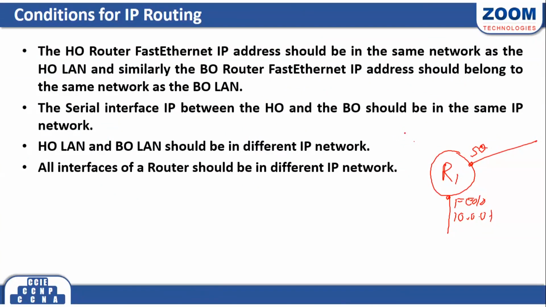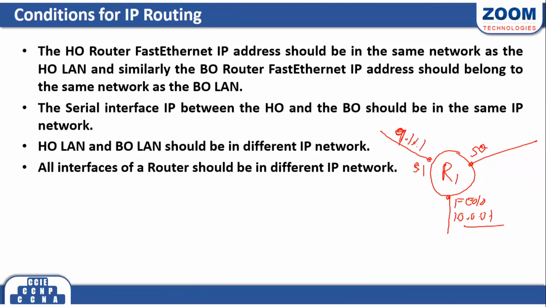There is one more interface. So we can't use the 10 dot network again for any other interface in the R1 router. Like three interfaces here, three interfaces should be in different networks. So for serial 1, we can use 9.1.1.1. Can we use the 9 dot network for serial 0? No. Can we use the 10 dot network for serial 0? No.